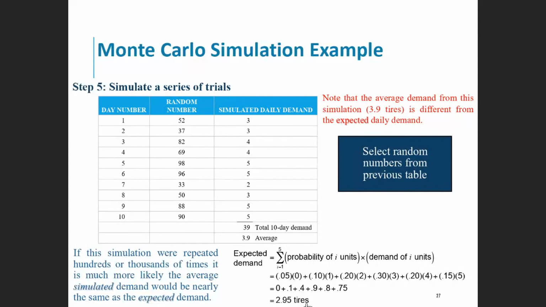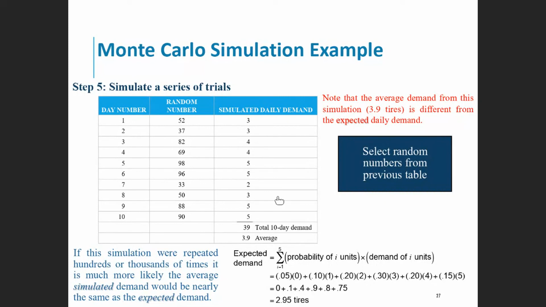This other one comes from having 10 days of running random simulation using Monte Carlo. Okay, there is a slight difference. 3.9 was the average, and here it was 2.95 tires. Why is there a difference? The difference is expected and predicted. And the reason for that is written here.